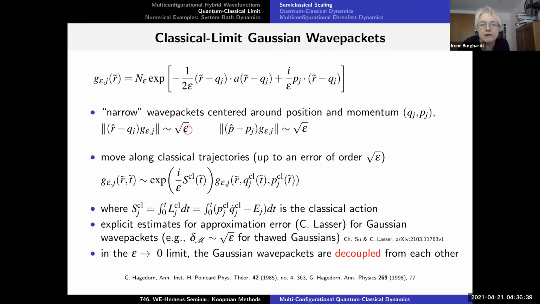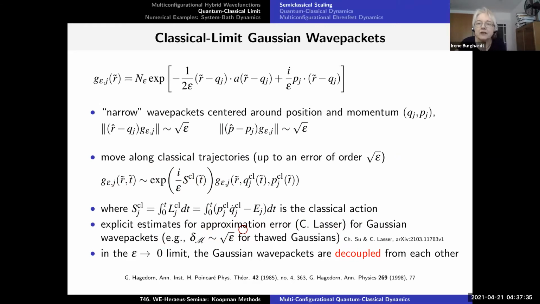So these are actually results that have been obtained by Hagedorn and others quite a while ago. So essentially we contract in Q and in P, and this also means that the uncertainty area is contracted. So we move towards a phase space point. And this would mean that the semi-classically scaled Gaussian wave packets move along classical trajectories, and the phase is given in terms of the classical action, and one can do various explicit estimates. There is recent work also by Caroline for Gaussian wave packets in this frozen or thawed form, so with or without time evolving width matrix, and she can quantify the approximation error as a function of epsilon.